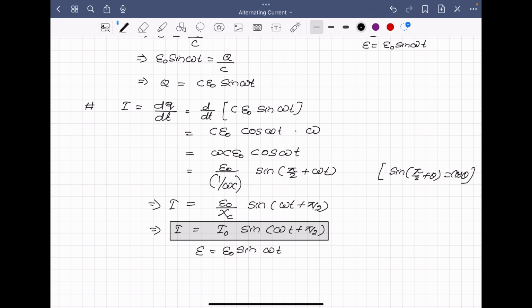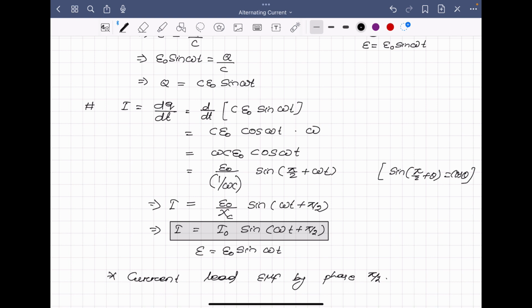Listen, you can observe this one. E has phase omega t, but I has phase omega t plus pi by 2. That means here the current leads the EMF by pi by 2. If the phase angle of current is more than the phase angle of EMF, you can say this, or you can also say the EMF lags behind the current by phase pi by 2.